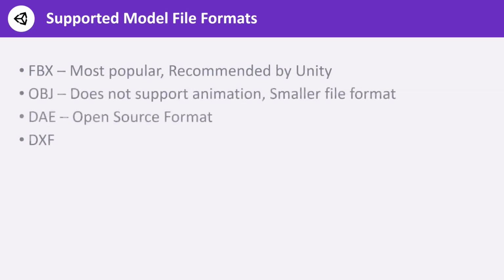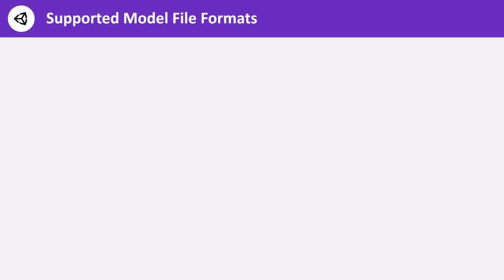The third file format is called DAE. It's similar to FBX, except it's open source. The FBX file format is a proprietary format by a company called Autodesk. If you're not a fan of working with a proprietary format, you may consider using DAE files. It's completely open source.